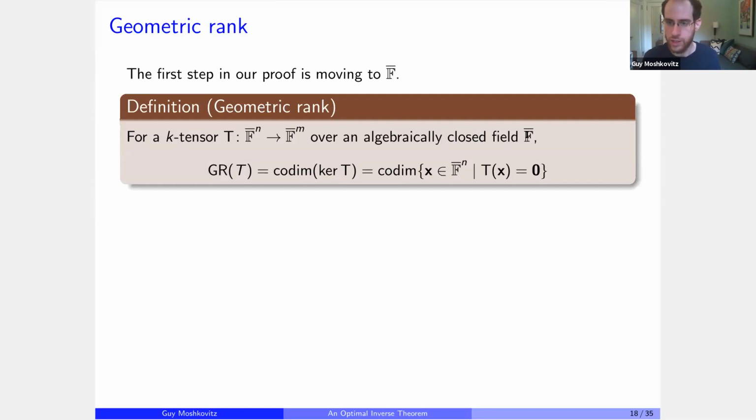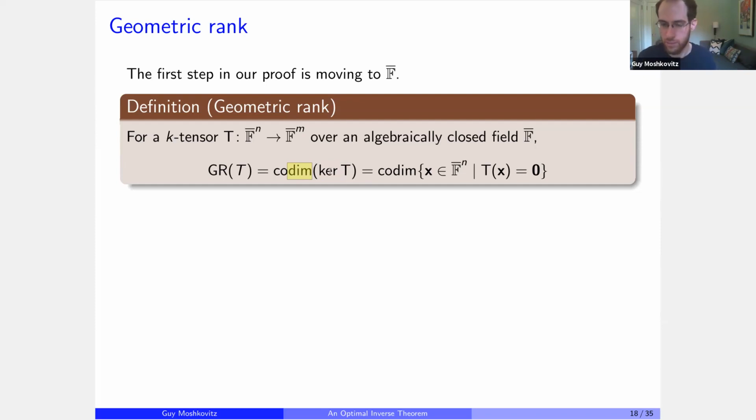So whenever your field is algebraically closed, you can talk about the geometric rank of your tensor, and it's defined as follows. So what you do is you consider the kernel of T. So again, you view T as a polynomial map, and then you consider the set of solutions, the set of zeros of this polynomial map. This is just the kernel of T. Of course, if T is a 2 tensor, then the kernel of T is just the usual definition from linear algebra. And then we take the codimension of that, and by rank-nullity, the codimension of the kernel is exactly the rank of T.